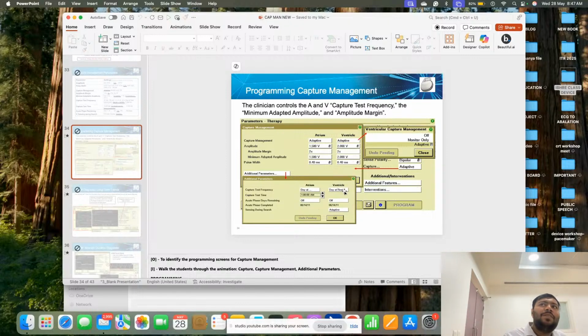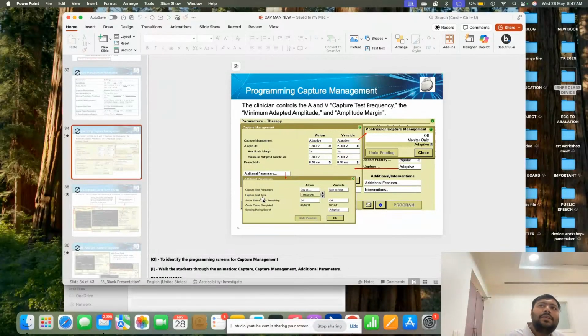So the ventricle will always be checked at day at rest. If you don't want that, you can program the time at which it should happen. Day at rest means whenever the sensor is in the rest stage, obviously it will be at night time, so it will check. The patient should not be doing any activity.